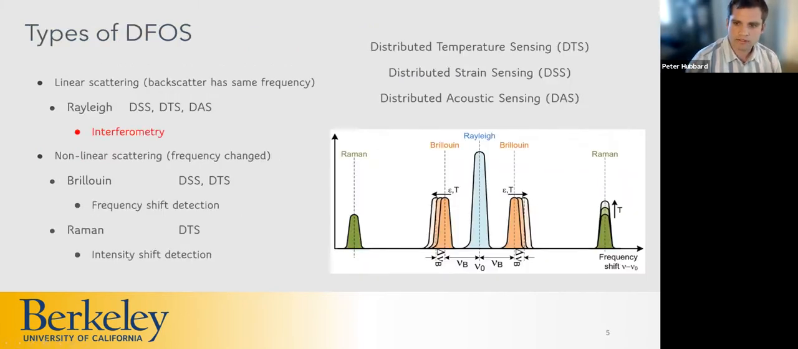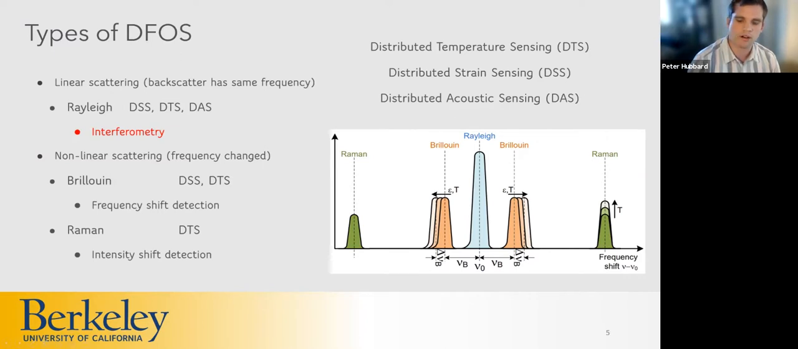The different kinds of light that are used in distributed fiber optic sensing are Rayleigh, Brillouin, and Raman. You've probably heard these terms before. Rayleigh is what we're all about here in distributed acoustic sensing. It's also used in other types of distributed strain sensing as well, and distributed temperature sensing. Rayleigh kind of is a jack of all trades. You can do pretty much everything with Rayleigh scattering one way or another.